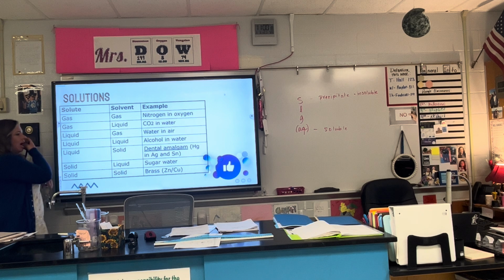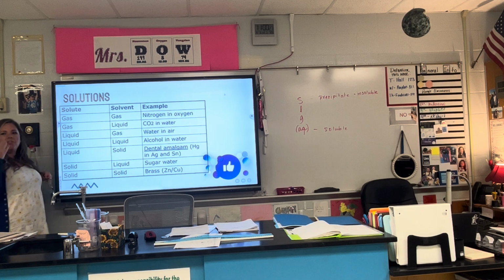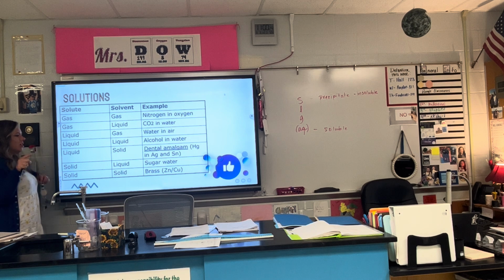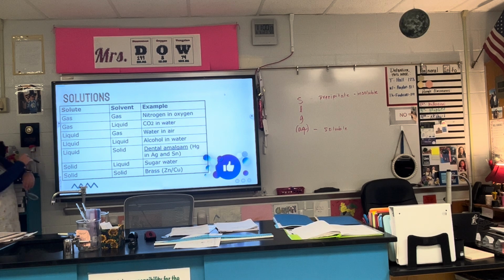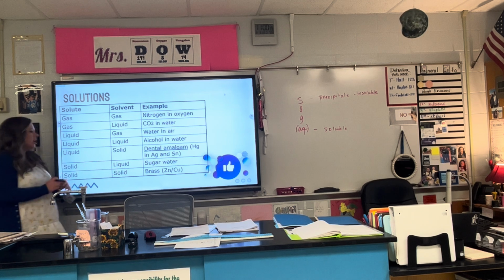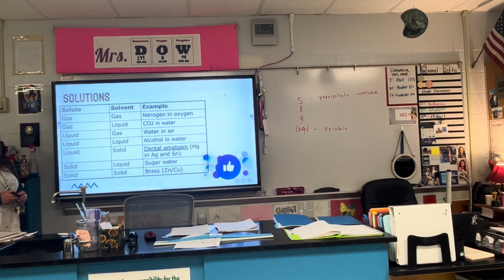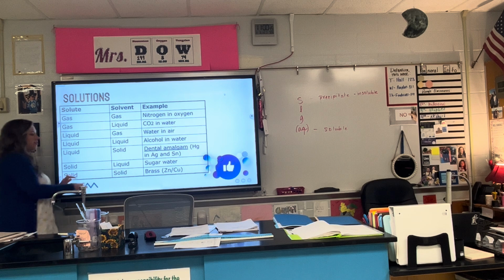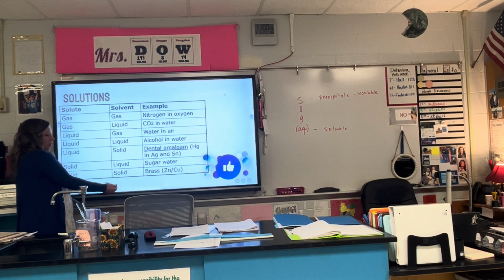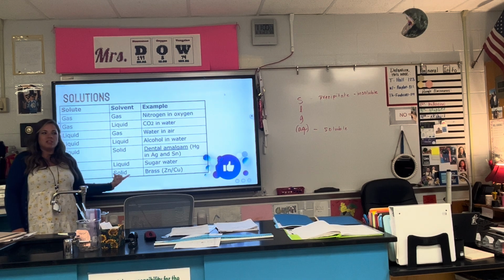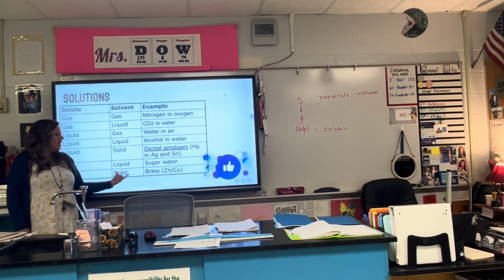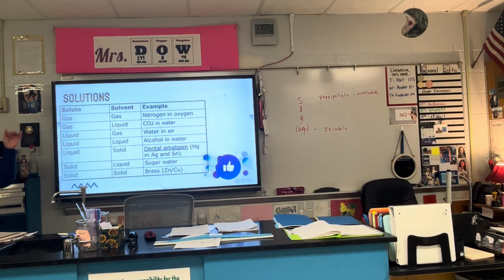Alright, alcohol in water, liquid. Dental amalgam, it's stuff that they use with your teeth. So that's when you have mercury, silver, and tin. And which one is the liquid? Mercury. Yes, mercury is the liquid dissolved into the silver and tin. Sugar water would be sugar dissolved into water. And brass. So brass is zinc and copper. I don't know which is dissolved into which. I'm gonna go with zinc dissolved into copper because typically the color of it is the solvent. And brass is a copper color, right? So I'm gonna say that the copper is probably the solvent, the zinc is the solute.